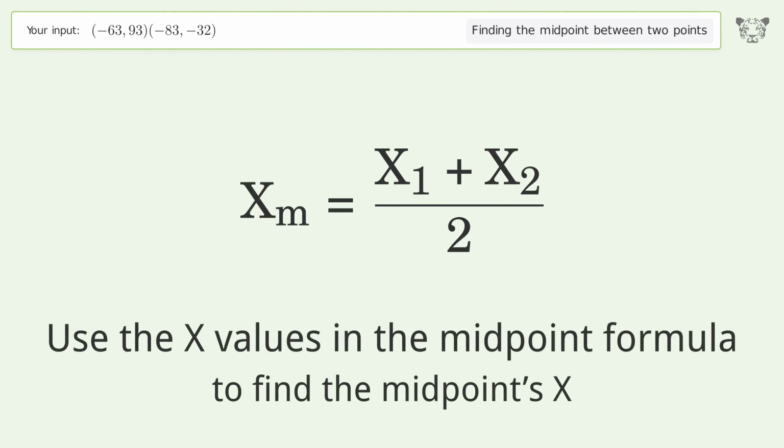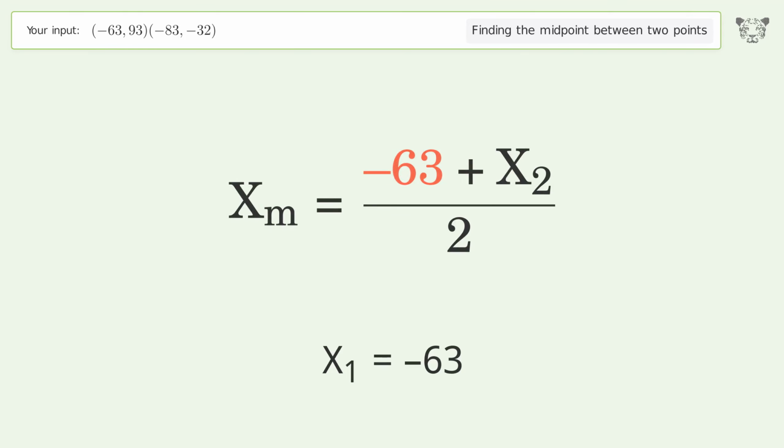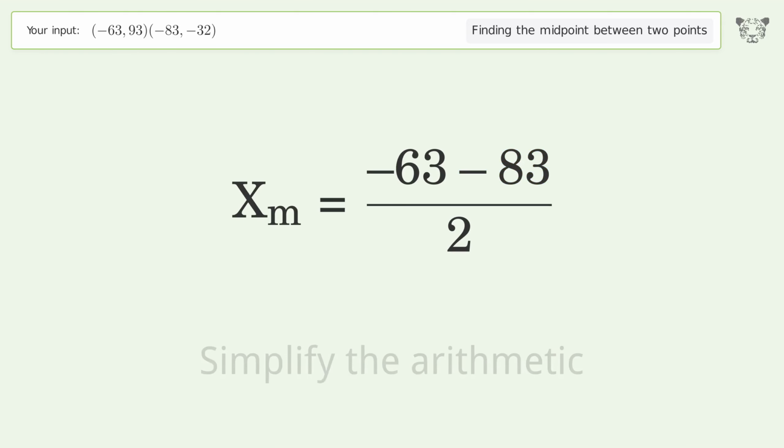Use the x values in the midpoint formula to find the midpoint's x. x1 equals -63. x2 equals -83. Simplify the arithmetic.